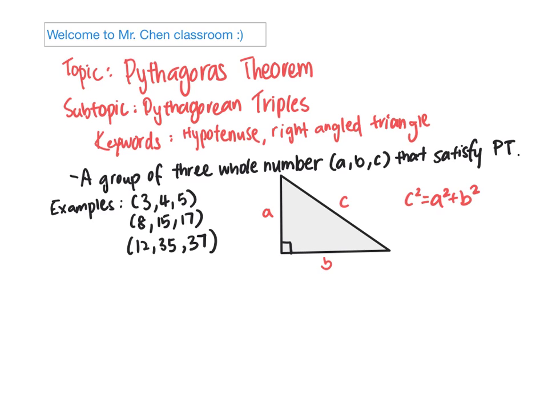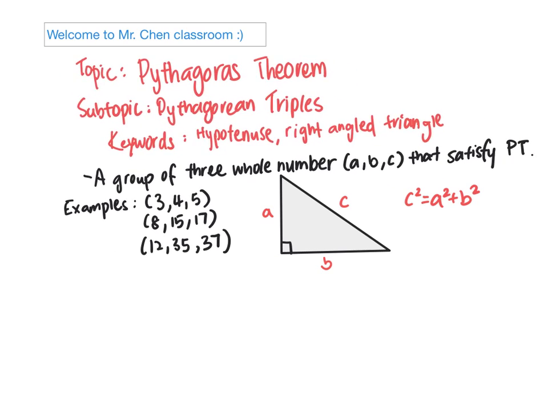So today in maths, we will continue with Pythagoras theorem, but the subtopic today is Pythagorean triples. If you're wondering what it is, it's actually three numbers that satisfy Pythagoras theorem. Before I go into that, you will be looking at the keywords, which are hypotenuse and right angle triangles. We pretty much need these two things to get ourselves familiar with these Pythagorean triples.